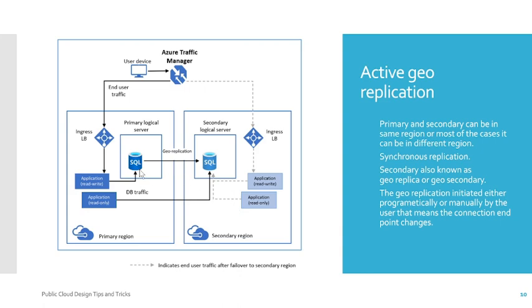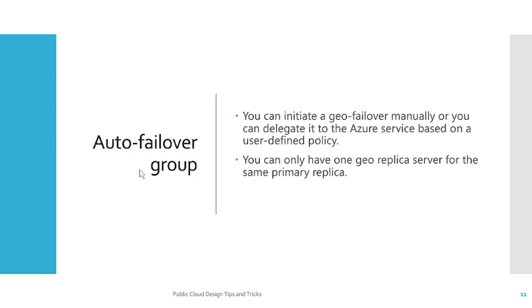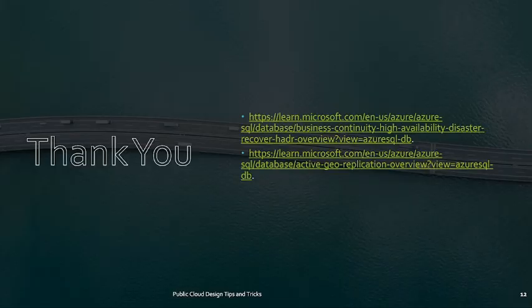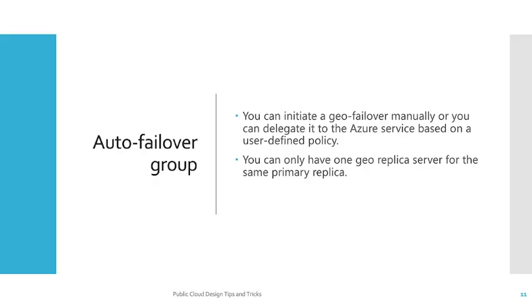Now, in the second scenario, which is the auto-failover group, when you create an auto-failover group, you can initiate a geo-failover manually, or you can delegate it to the Azure service based on a user-defined policy. That means you can have one replica, or one secondary server, for your one primary server. There cannot be more than one geo-secondary for one primary server.